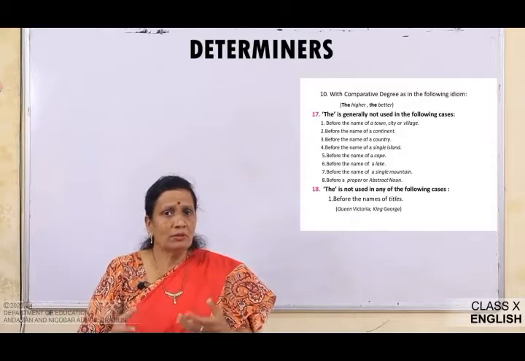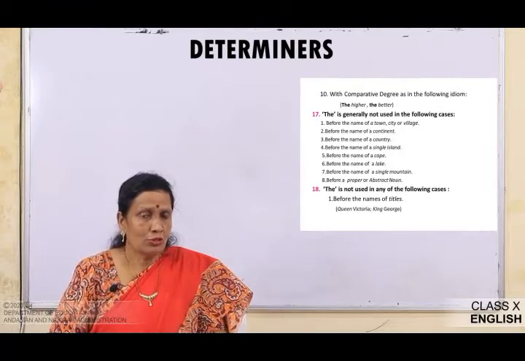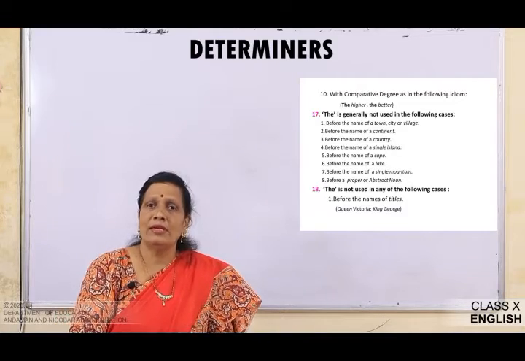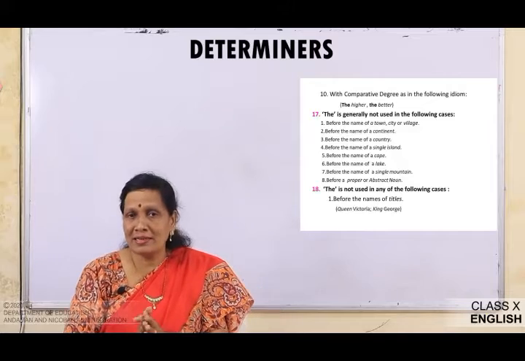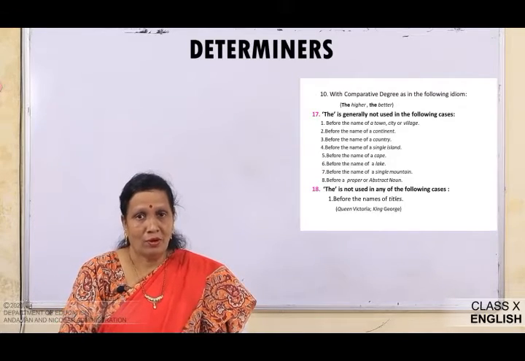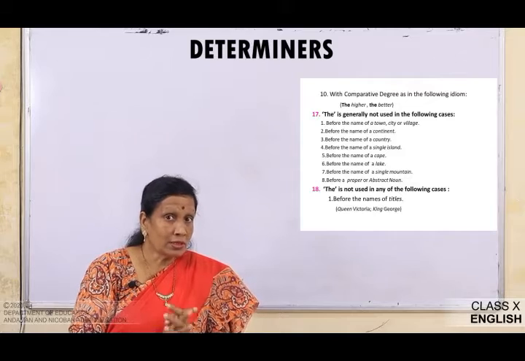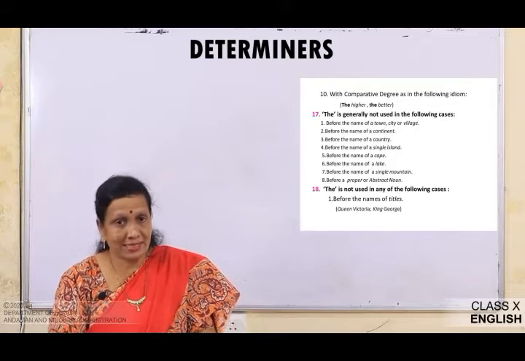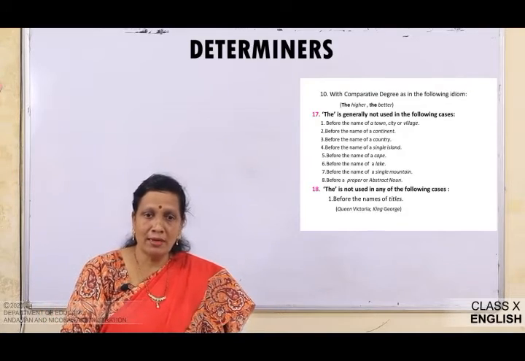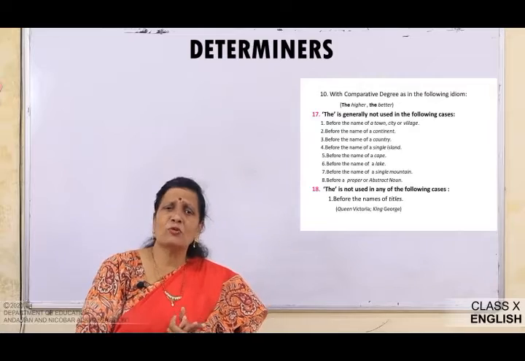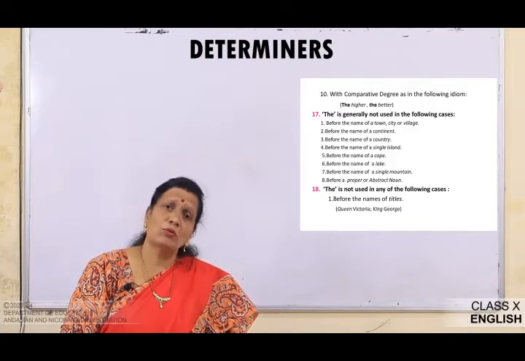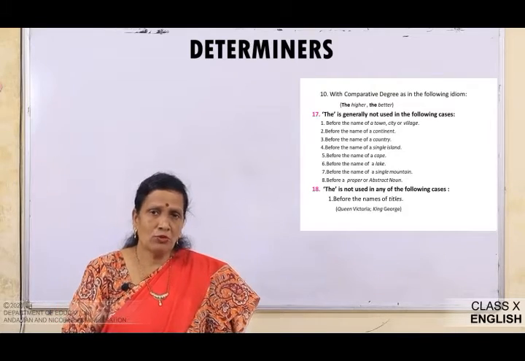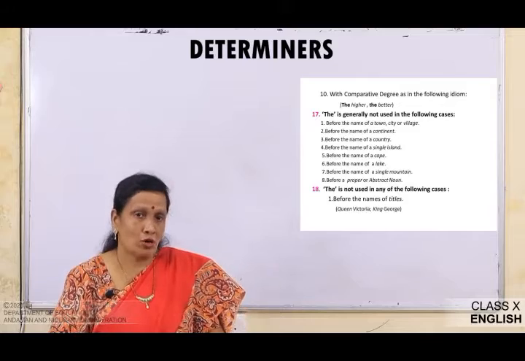So, you do this many a time. You need to be very careful that you do not write the before names or an abstract noun. Also, the is not used before the names of titles. For example, Queen Victoria, King George. You do not say the Queen Victoria; you say, I met Queen Victoria. You do not say the King George, you say King George.